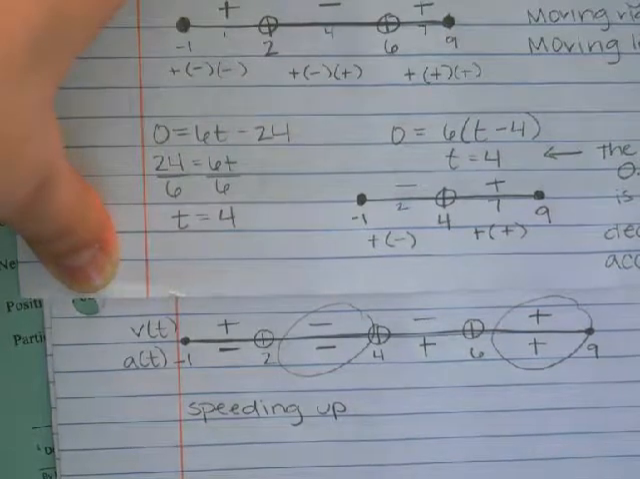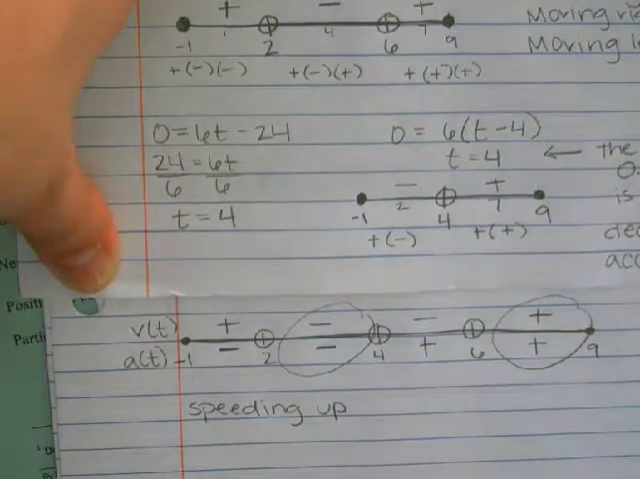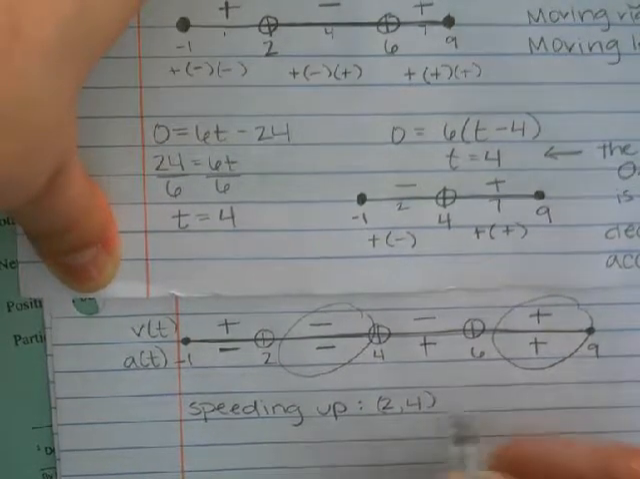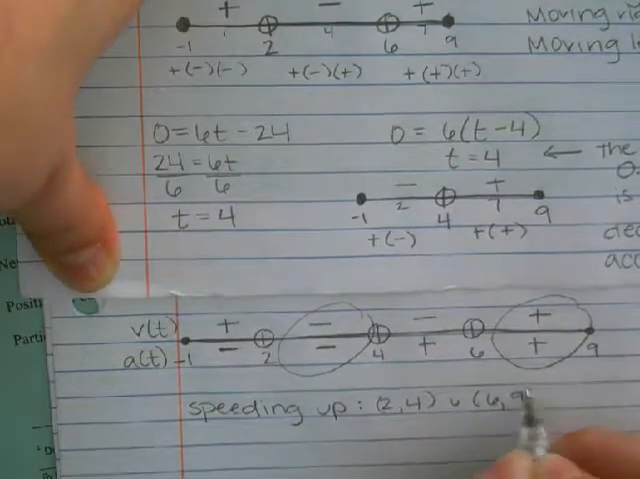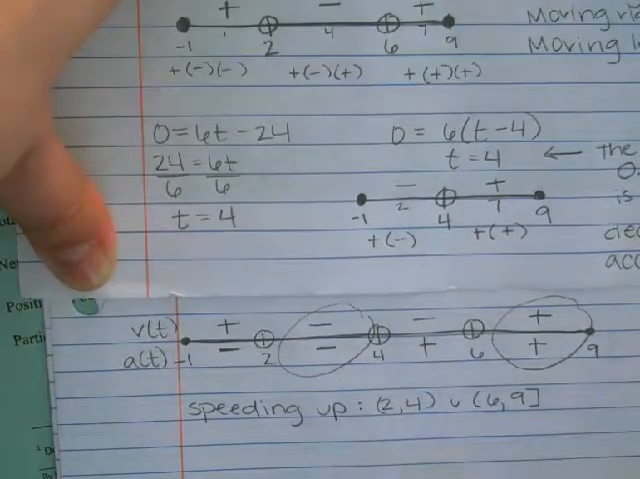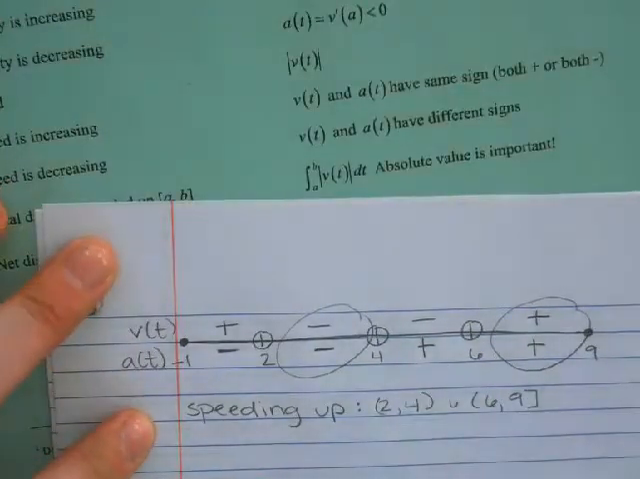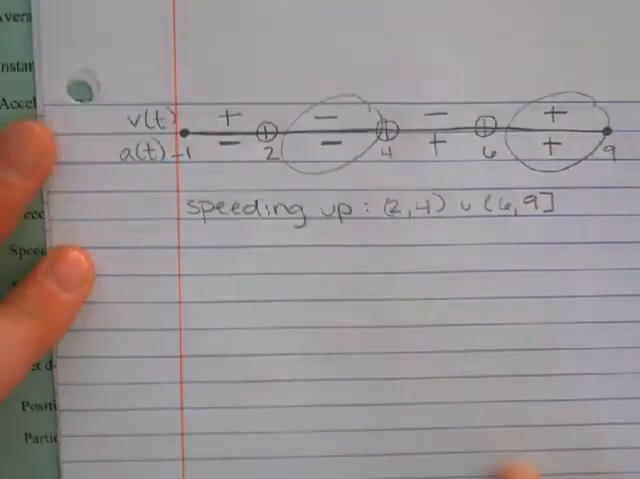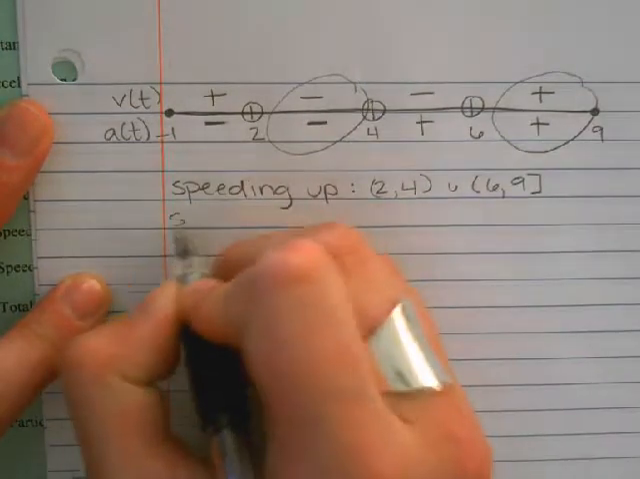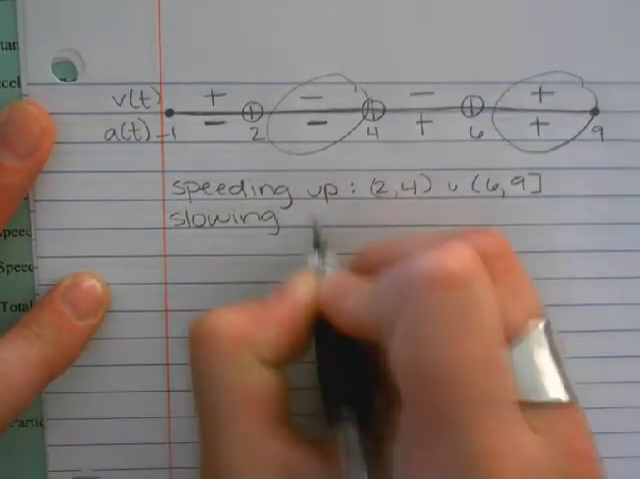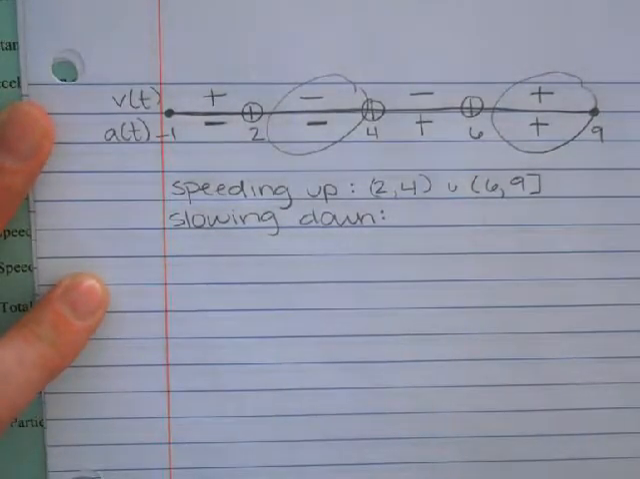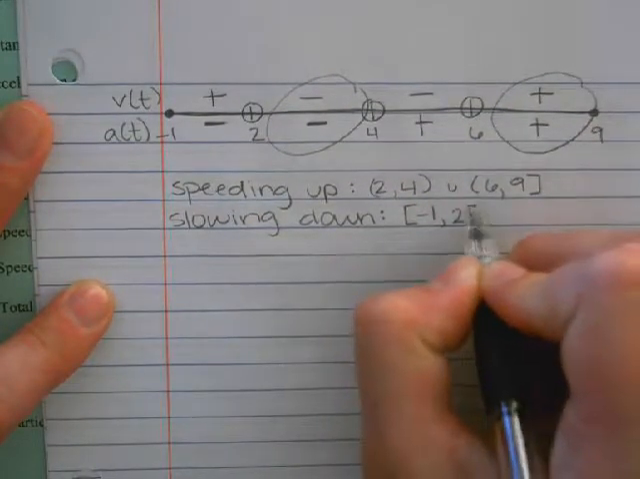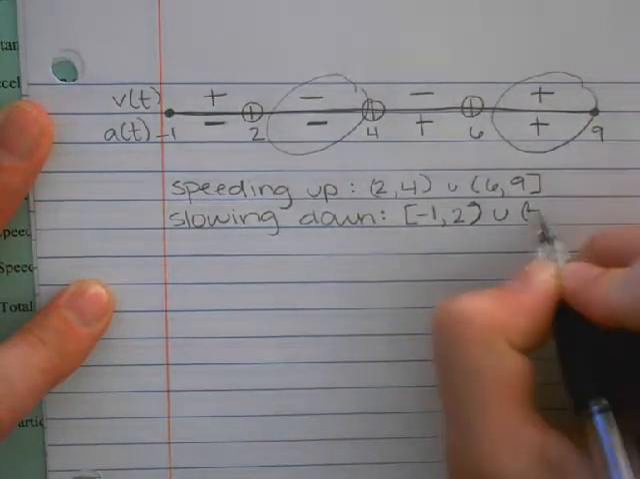Sorry, I want to make sure I hit all my notes. Speeding up from 2 to 4 and 6 to 9. The particle is slowing down when? -1 to 2, 4 to 6. Okay.